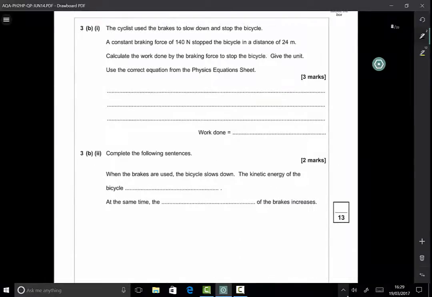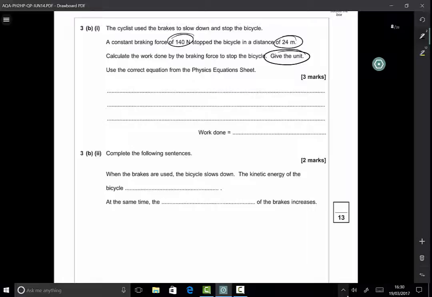Okay, cyclists use brakes to slow down and stop the bicycle. They've applied a constant braking force of 140 newtons to stop the bicycle in a distance of 24 meters. So again, let's highlight those two values. Calculate the work done by the braking force to stop the bicycle. Give the unit. I'm going to circle that as well because I don't want to forget to give the unit. That's always worth a mark if they've said it in the question.